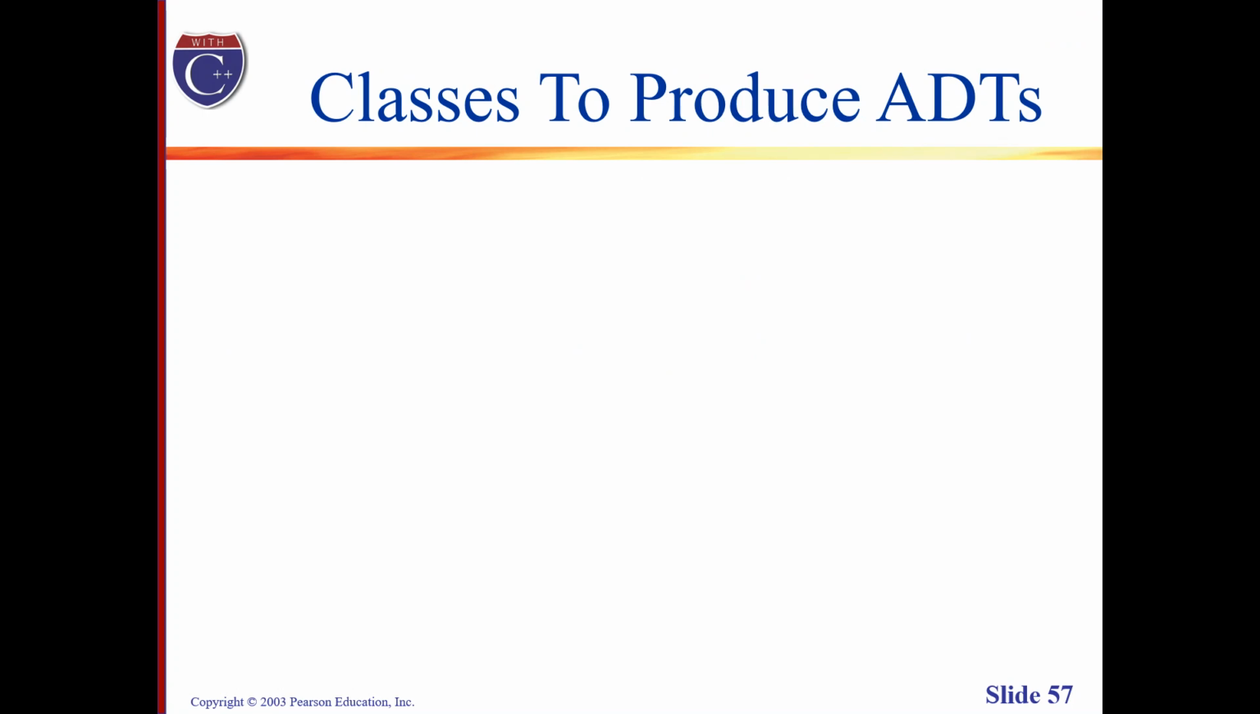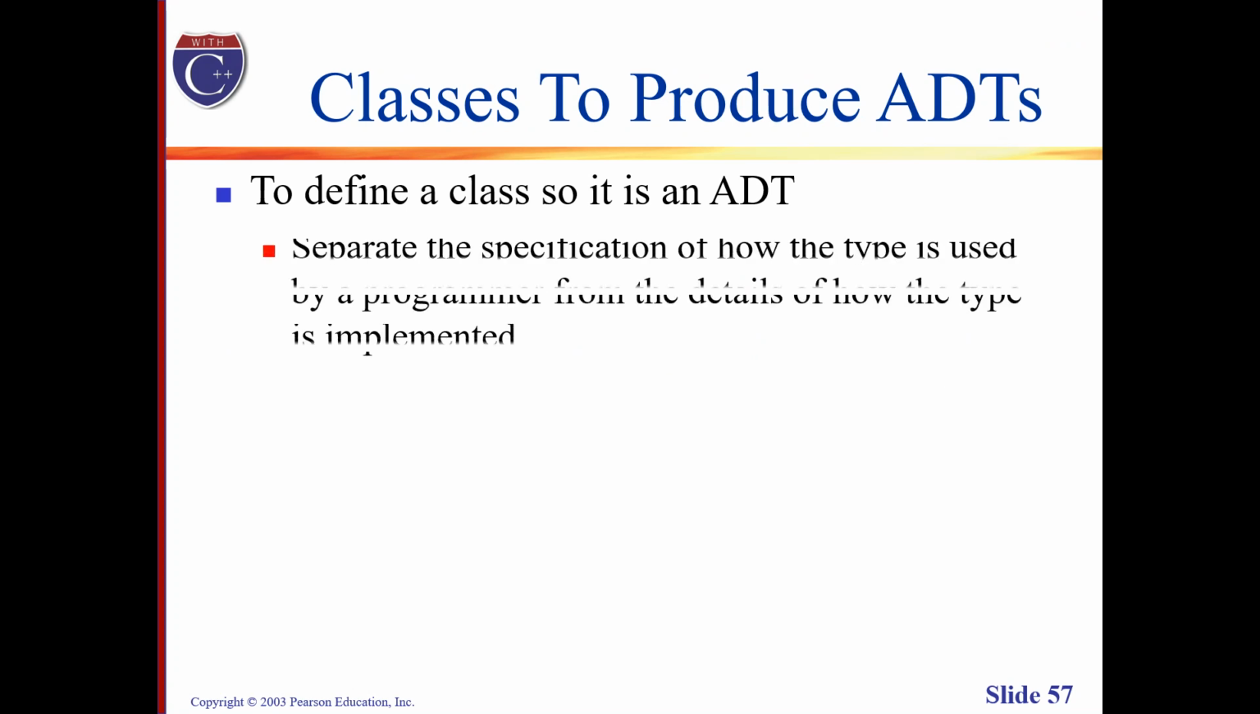There are classes to produce ADTs. To define a class so it is considered as an ADT, we can separate the specification of how the type is used by a programmer from the details of how the type is implemented. After all, what matters the most is that programmers will know how to use a given ADT without having to worry how things are done or implemented inside of it.